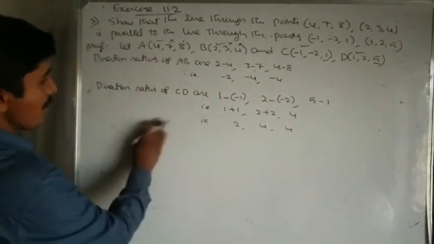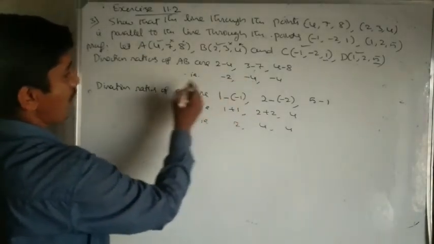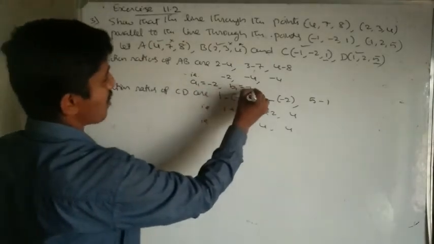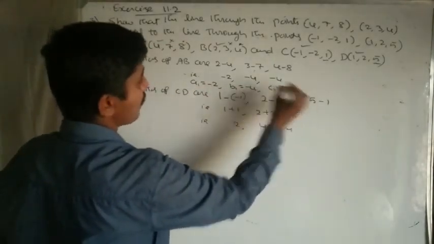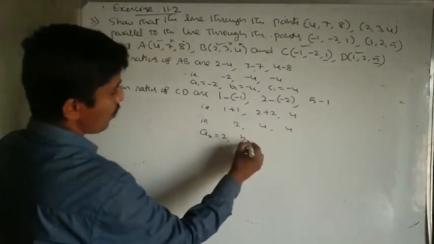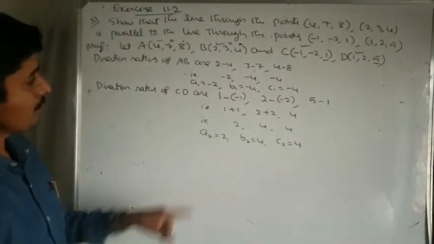Correct. Here I am taking A1 equal to minus 2, B1 equal to minus 4, C1 equal to minus 4. Here I am taking A2 equal to 2, B2 equal to 4, C2 equal to 4. Got it.